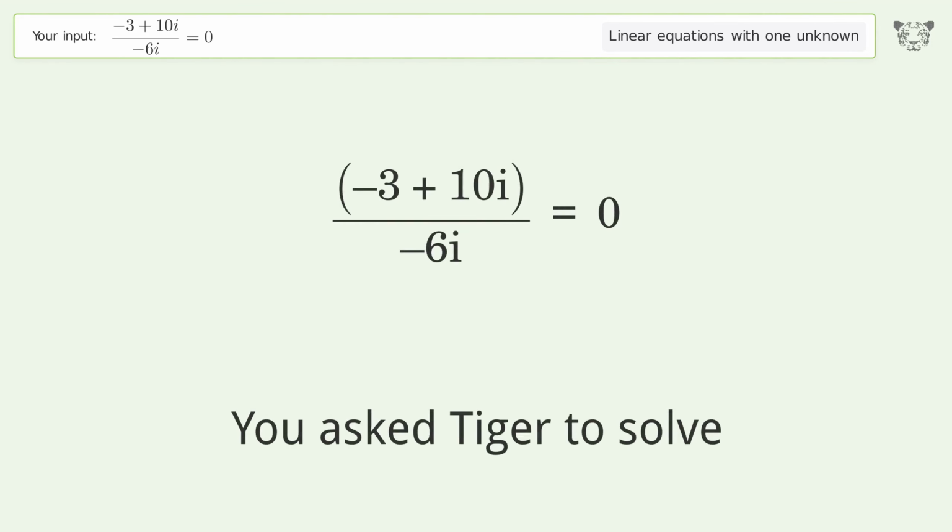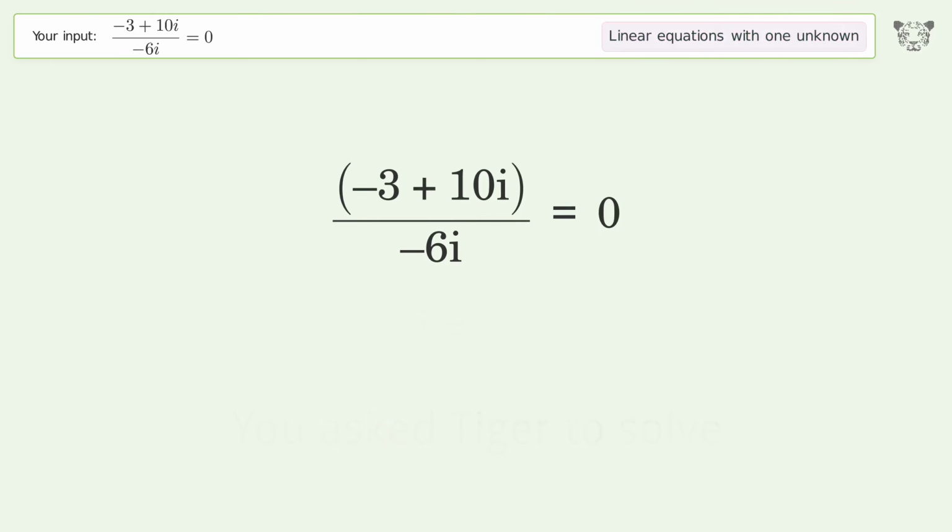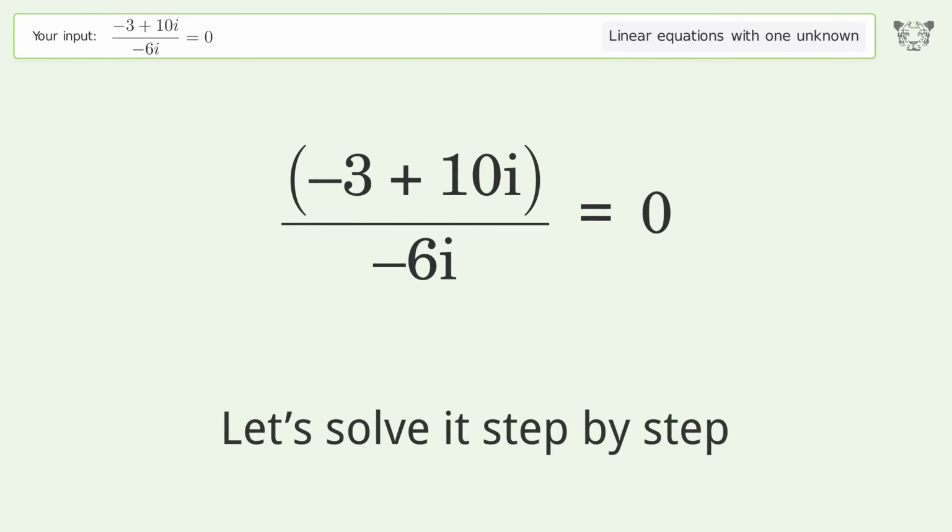You ask Tiger to solve. This deals with linear equations with one unknown. The final result is I equals 3 over 10. Let's solve it step by step.